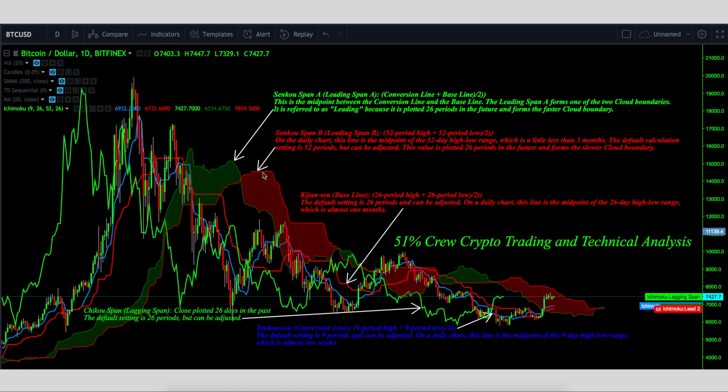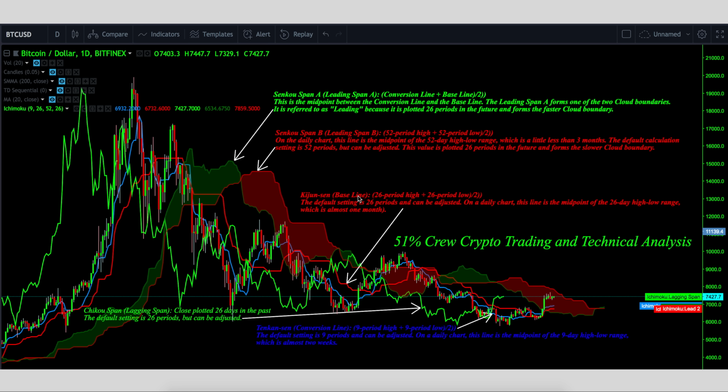Next one that we have to refer to is the baseline. The baseline is also red. This is 26 period high plus 26 period low divided by 2. The default setting is 26 periods and can be adjusted. On the daily chart, this line is the midpoint of the 26-day high and low range, which is almost a month. Okay, so basically these are moving averages with calculations. So we'll refer back to that in a little while.